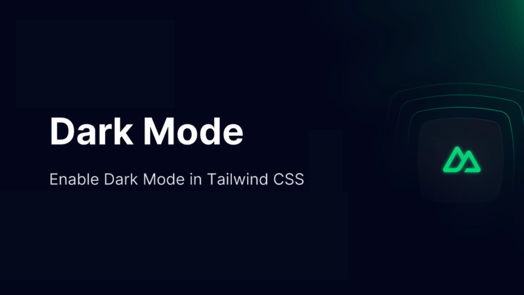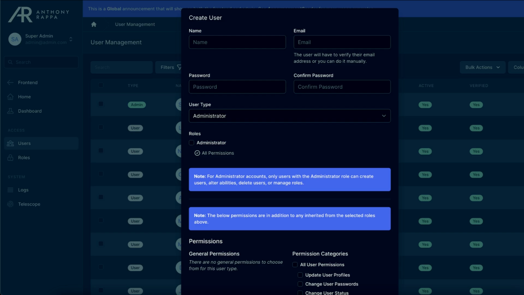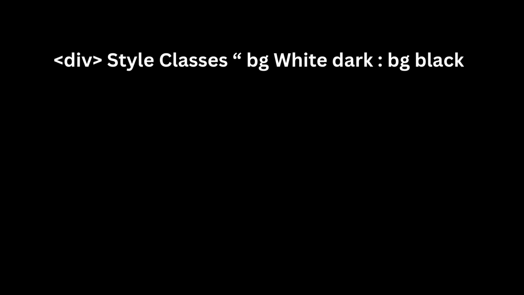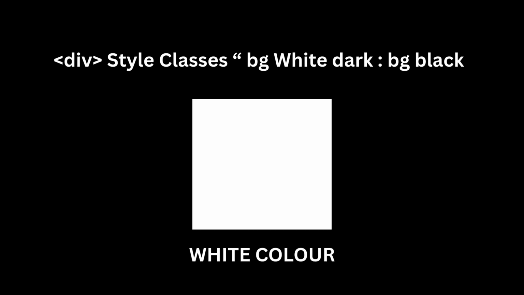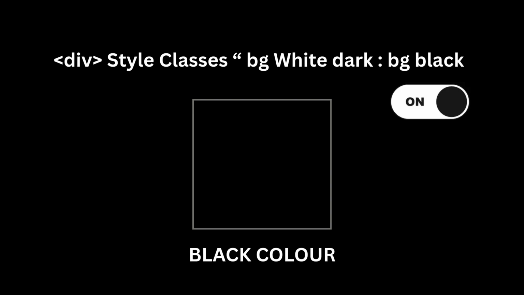Enabling dark mode in Tailwind is super easy. Tailwind supports dark mode natively. You just have to add the dark prefix before a class. Let's say we have a simple div, right? And let's give it a style by using the classes bg-white, dark:bg-black. So what it does, it gives by default a white color, but if dark mode is selected, then it gives a black color.